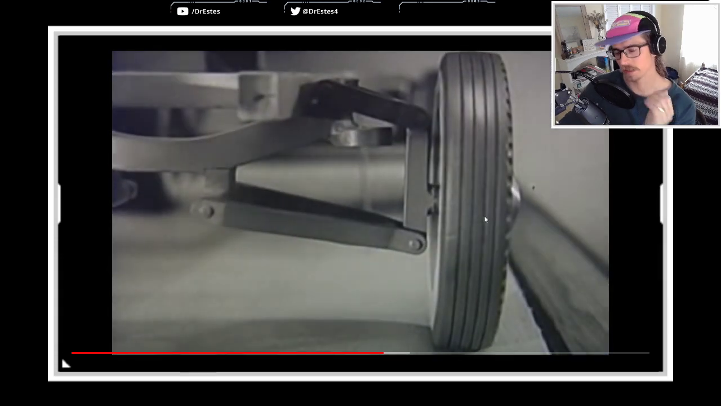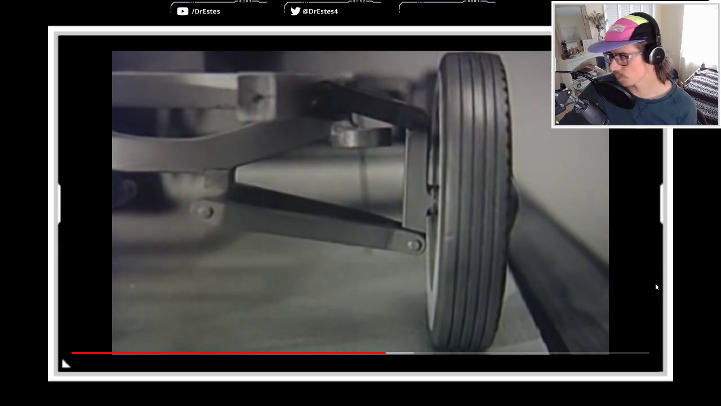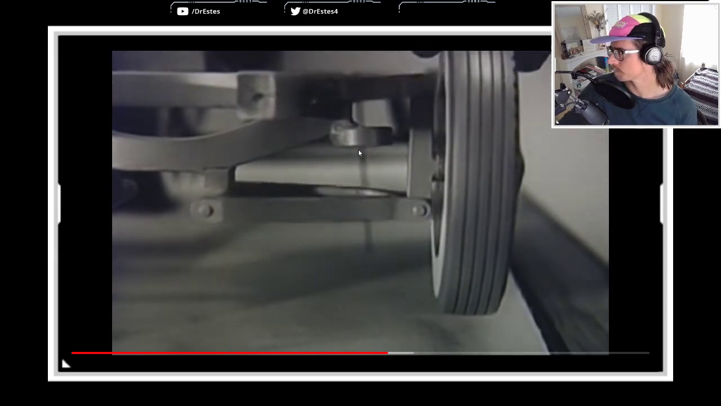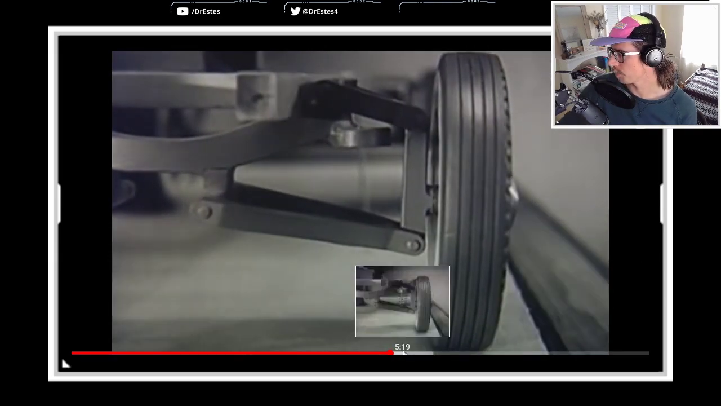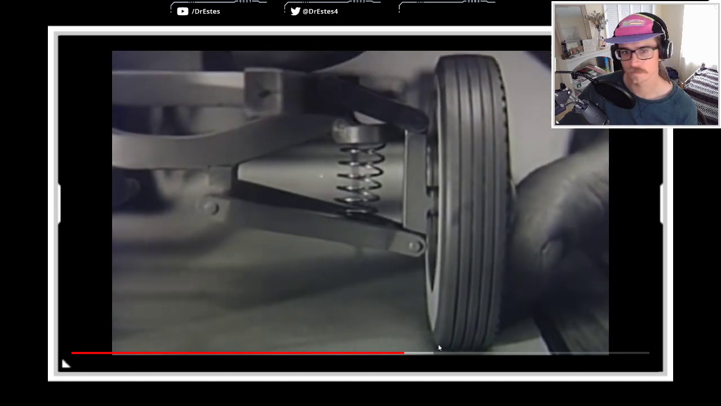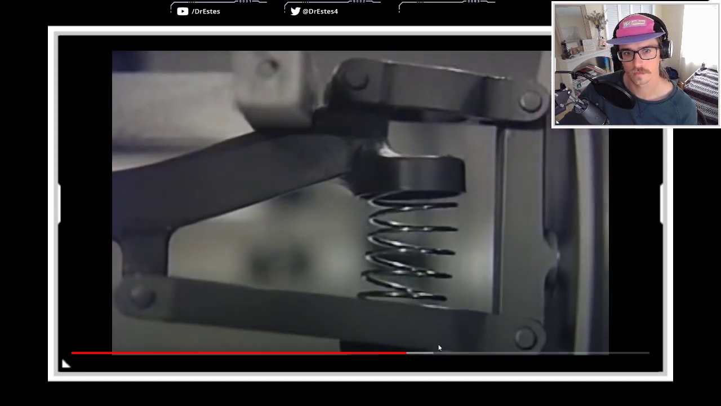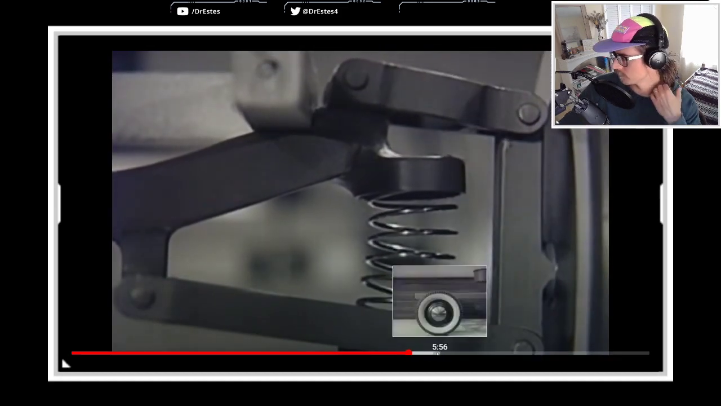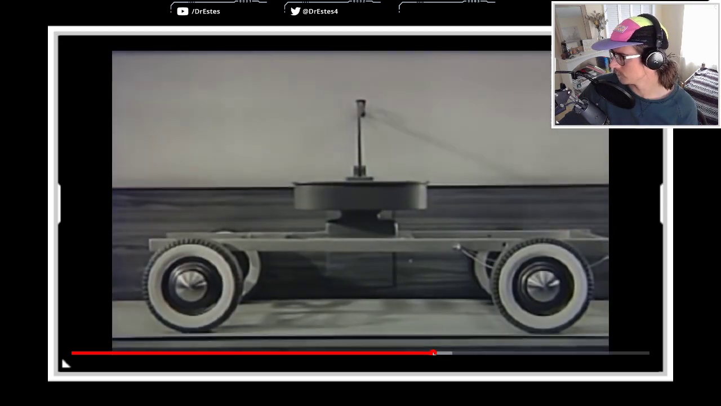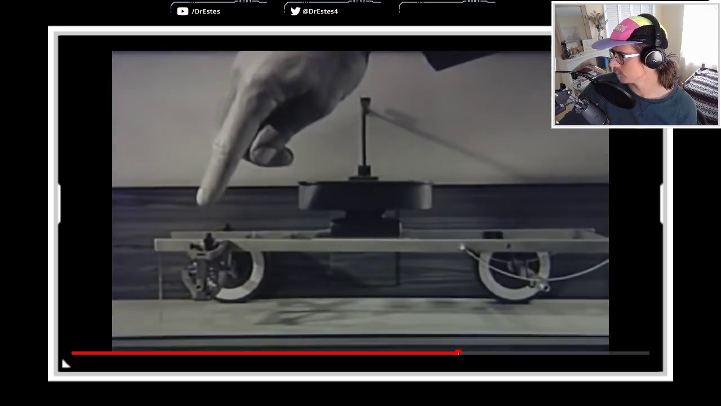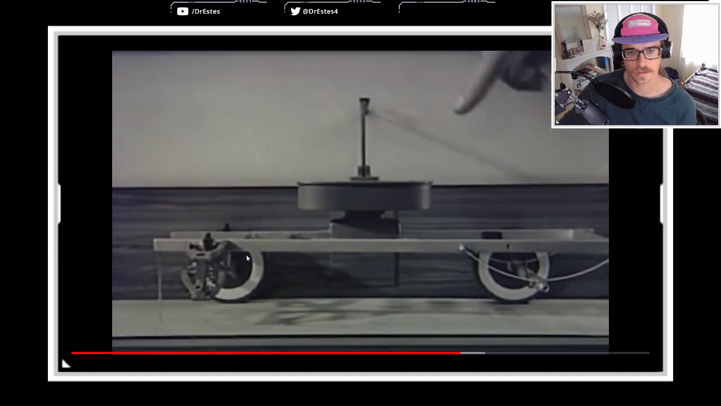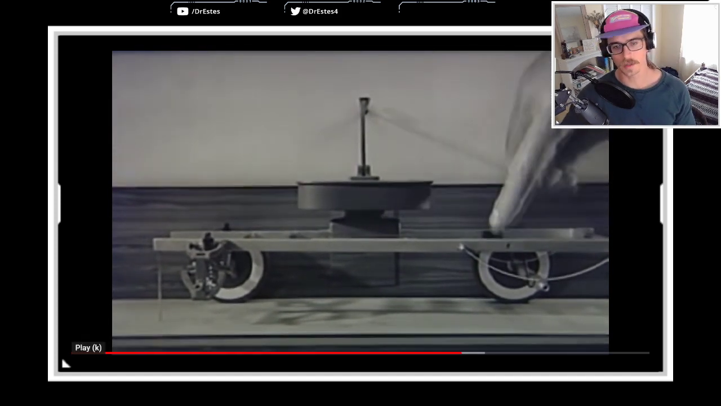Pivoted, so that they describe exactly how this works. Bump, the wheel remains vertical, and then they add a spring alignment in there. And the swinging arms keep the front wheels in line. There is only one job left for our springs to do. Another problem. Springs that are of shock absorbers. And then they even add the little shock absorbers.